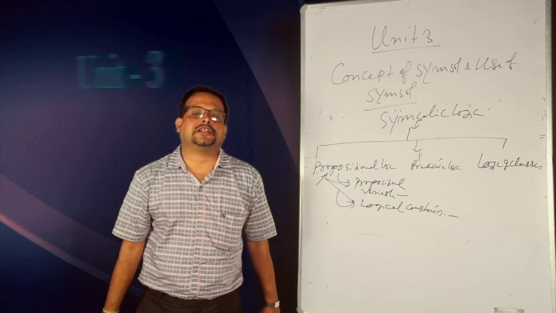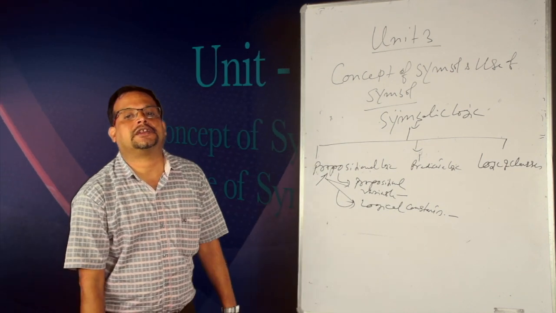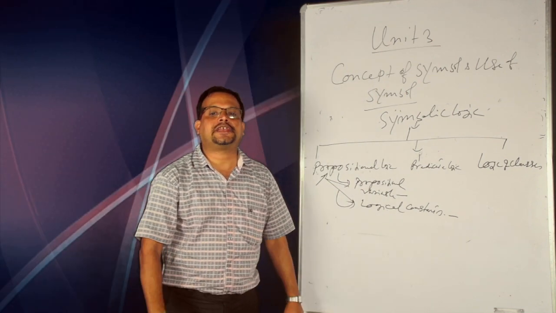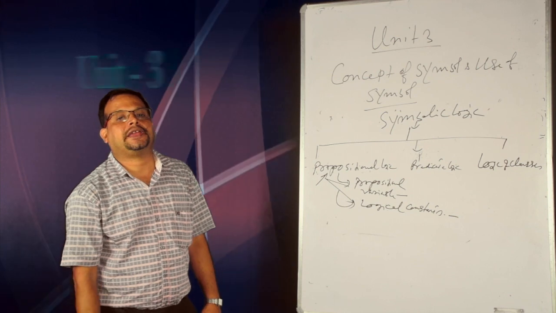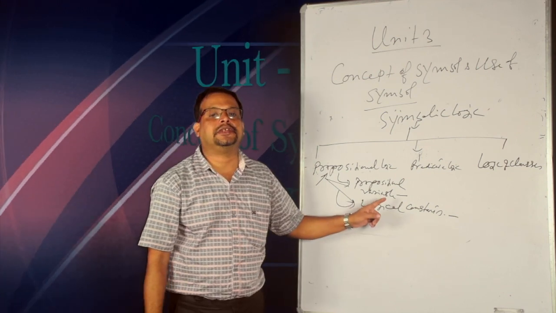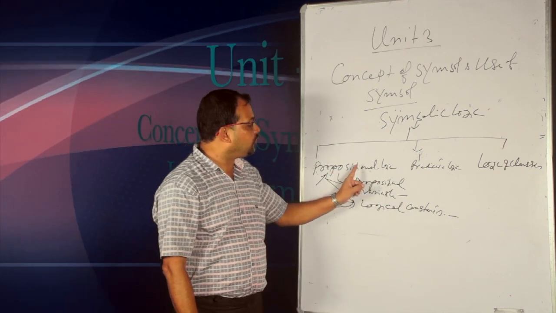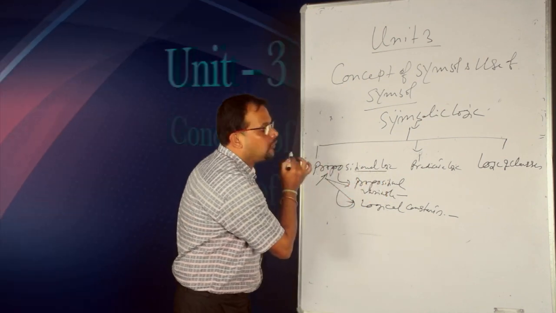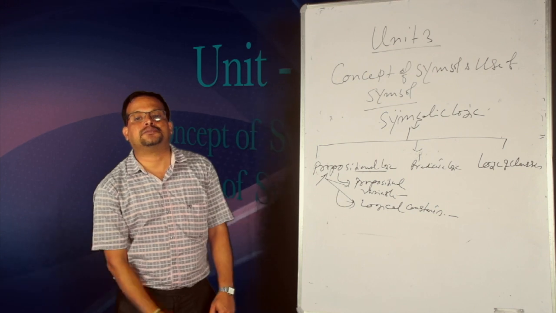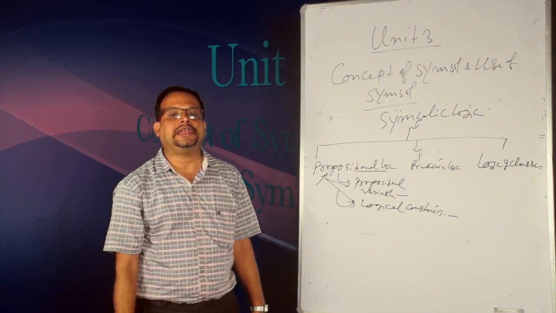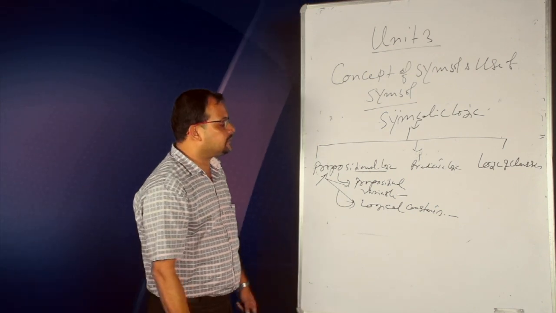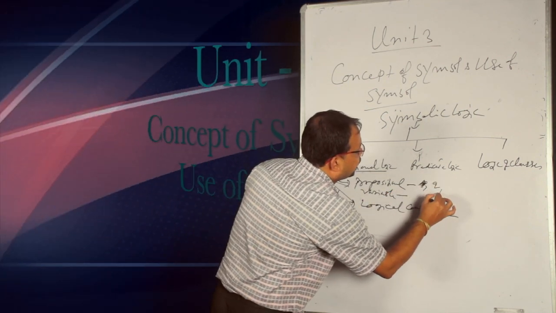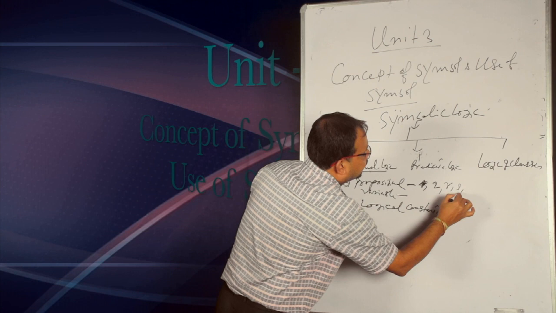In a very general sense, variables are symbols which can be replaced by any one of a definite range. In propositional logic, the small case letters of the English alphabet, that is, p, q, r, s, t.